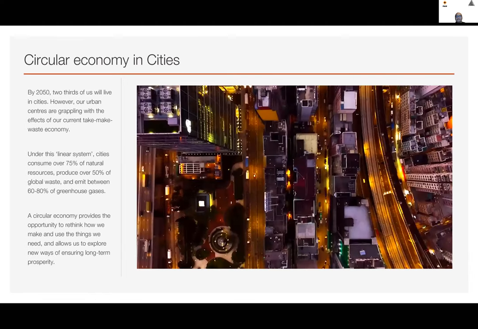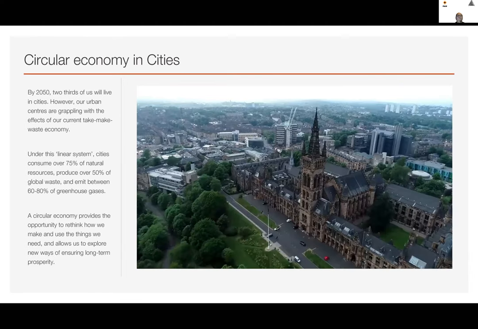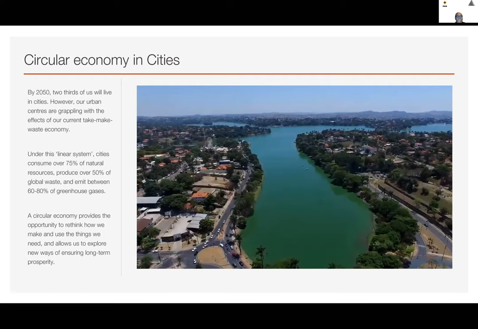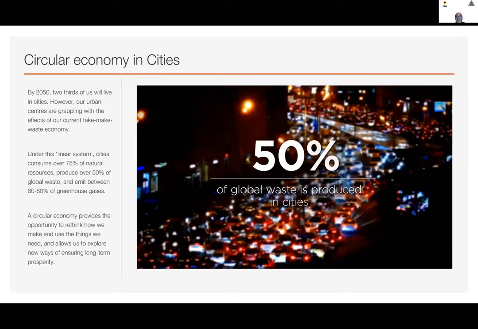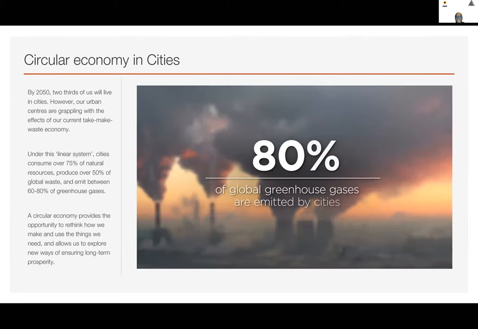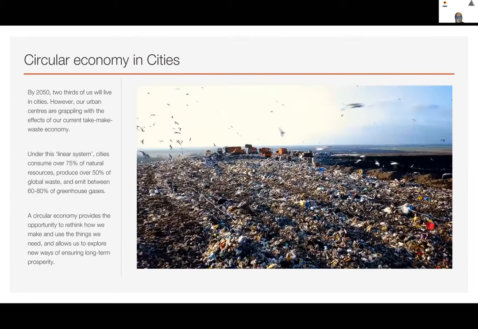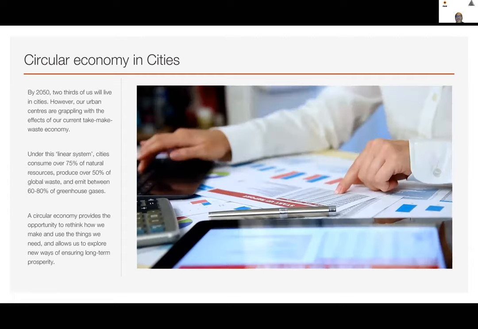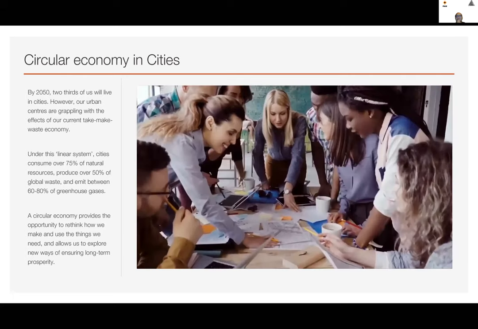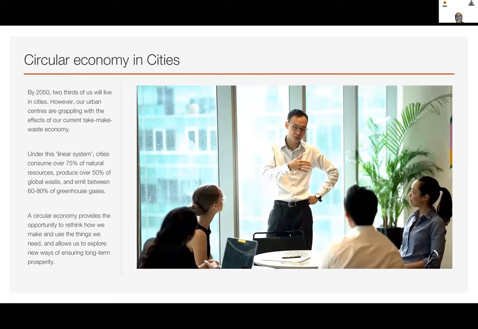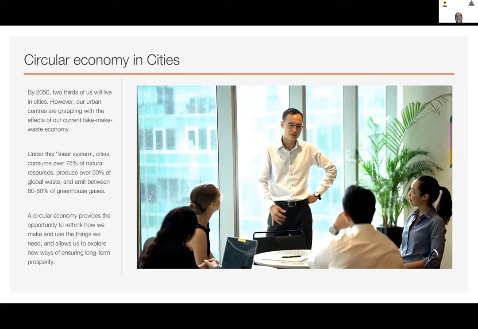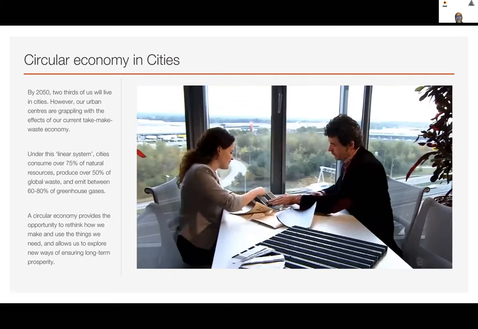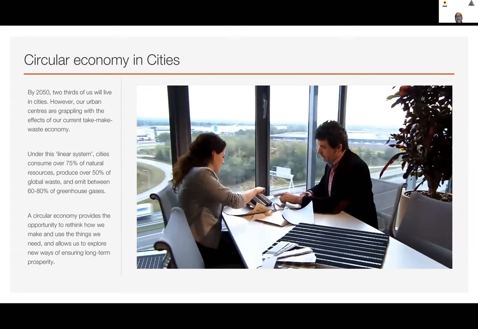By 2050, two-thirds of us will live in cities. Already, cities are where we consume 75% of our natural resources, produce over 50% of global waste, and emit up to 80% of global greenhouse gases. These are consequences of our linear take-make-waste model. But cities are also places which concentrate innovation, education, finance, culture, and where people exchange ideas. Pragmatic and acting quickly, they play a leading role in politics and the economy. They can lead the way to develop a circular economy.